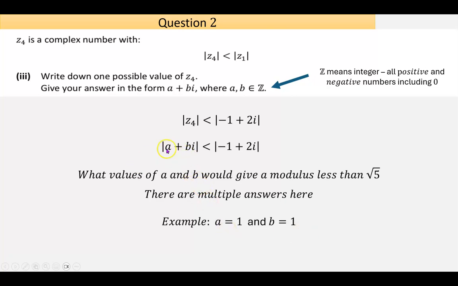If it was 2 and 1, you still get square root of 5. If it was 1 and 2, you still get square root of 5. If it was -1, -2, you still get square root of 5.